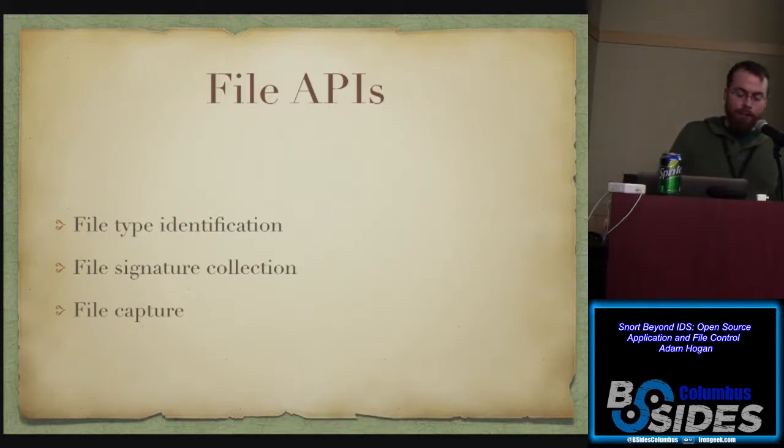We can do file signature collection. So we can actually grab the hash of files going across the network, so we can keep track of them that way. We can also block files that way. So if you're getting threat intel from VirusTotal or wherever, saying, look, we've seen this malware, here's the hash of that malware, you can load that into a flat file, feed it to Snort, and we can turn around and start blocking those bad files.